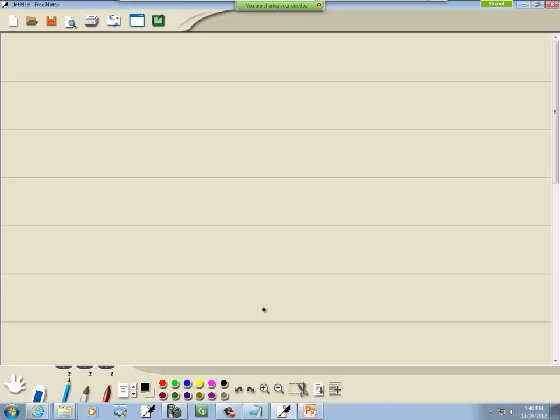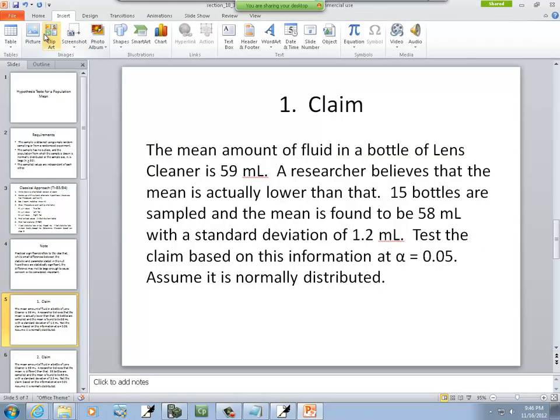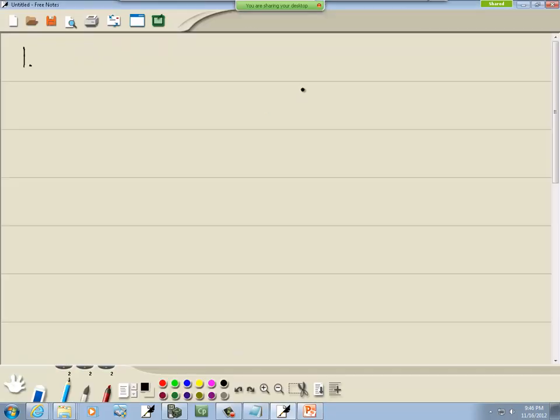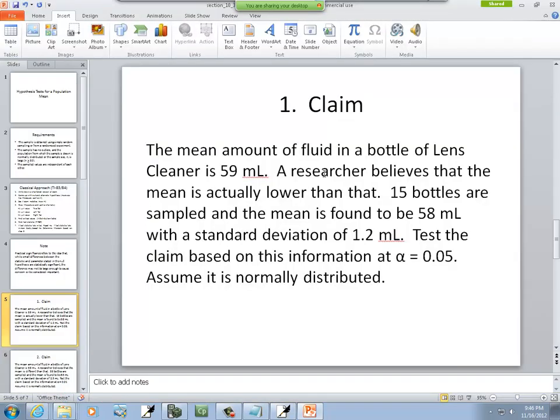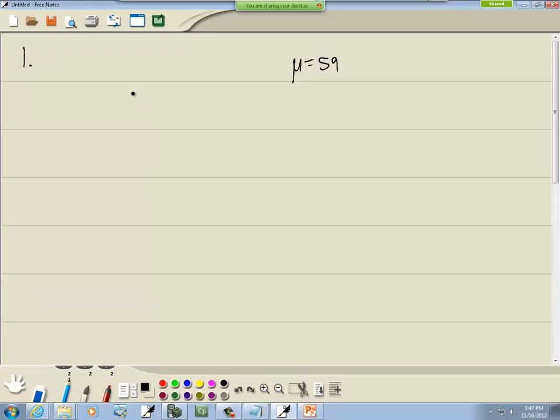Well, let's take a look at our first problem here. It says the mean amount of fluid in a bottle of lens cleaner is 59 milliliters. I was drawing a blank thinking of a test question, so I had the lens cleaner sitting here on my desk, and I pulled that from that. Okay, so the mean amount is 59. Well, that didn't say anything about a sample, so that's talking about mu. A researcher believes that the mean is actually lower than that. That sounds like a claim, so lower than the 59.